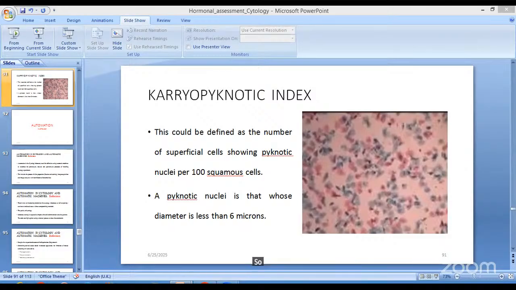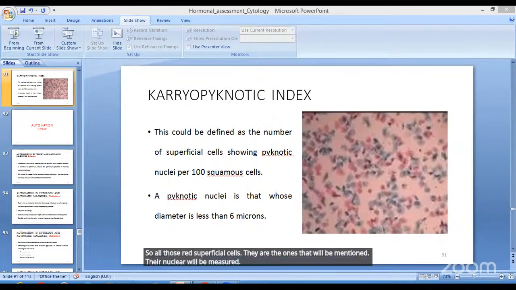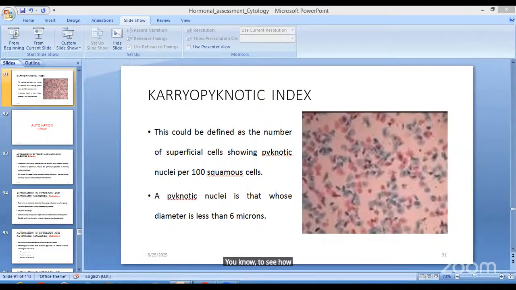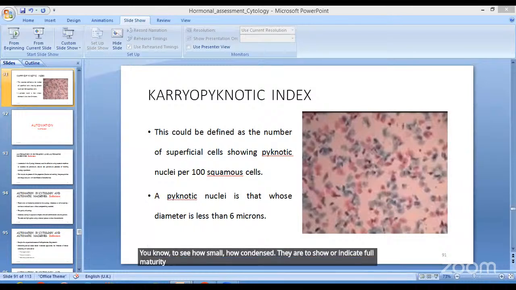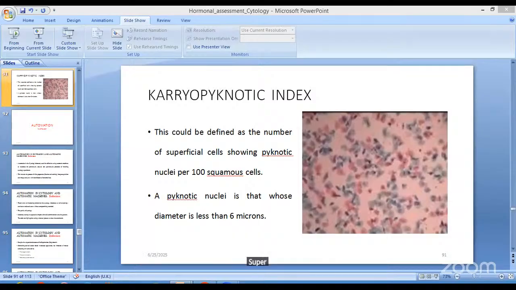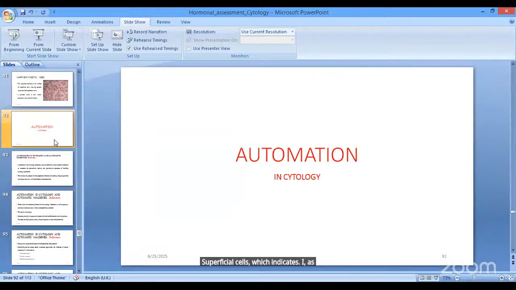So all those red superficial cells are the ones that will be measured. Their nuclei will be measured to see how small and how condensed they are, to indicate full maturity and that truly these are superficial cells, which indicates high estrogen activity. So let's look at automation in cytology now.